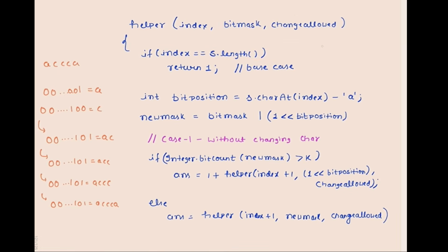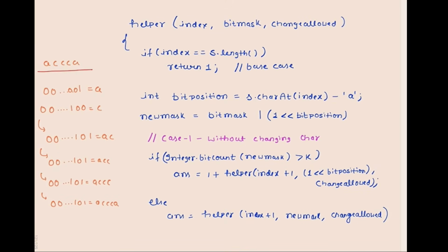Okay, so let's say we have this ACCCA string. For A, this is the bit mask, we have set this bit as 1. For C, this is the bit mask, we have set this bit as 1, and the total bit mask for this and this will become, if we OR this. So this is what we are taking care of in the bit mask.